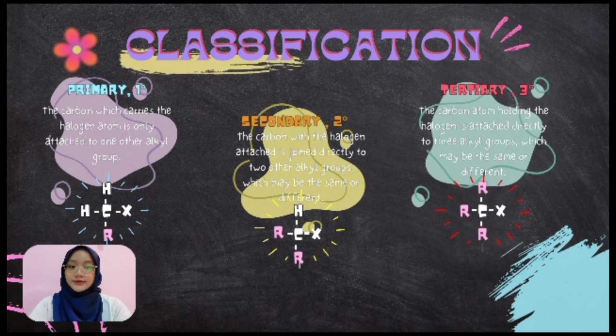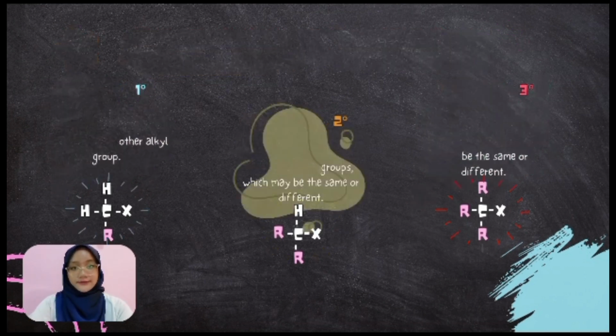Meanwhile, for the secondary, the carbon with the halogen attached is joined directly to two other alkyl groups, which may be the same or different. And for the tertiary, the carbon atom holding the halogen is attached directly to three other alkyl groups, which may be the same or different.